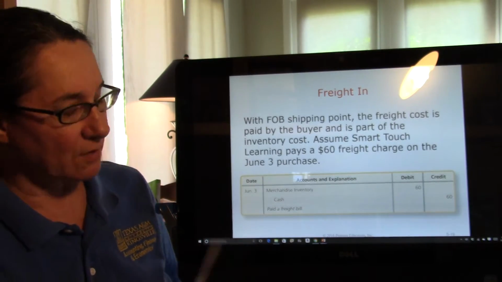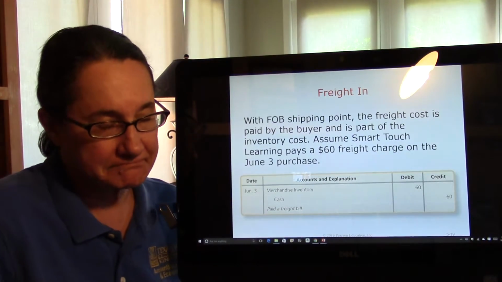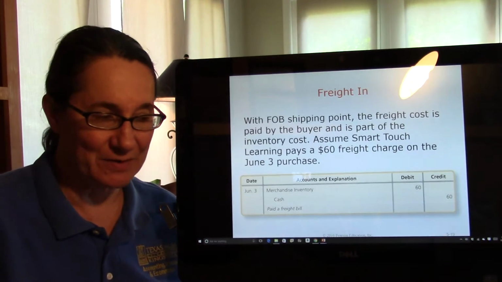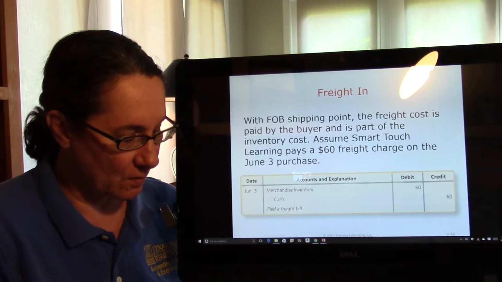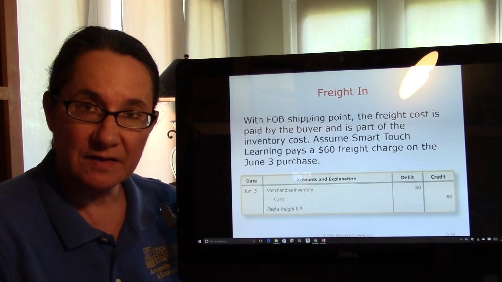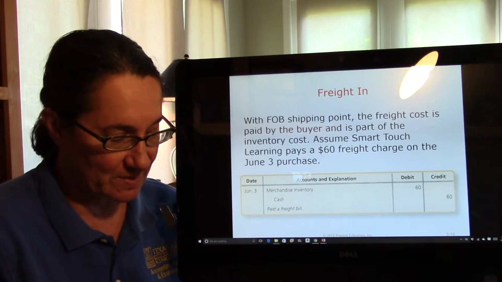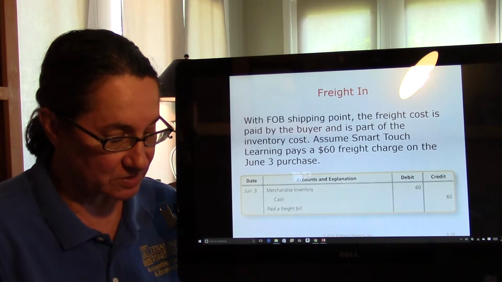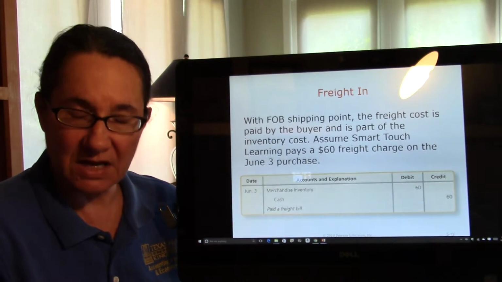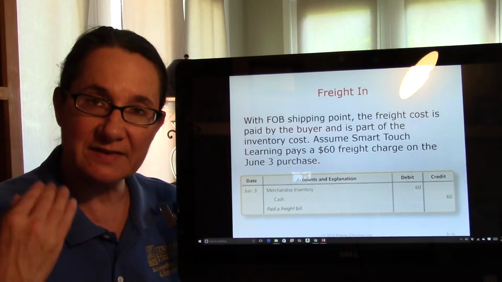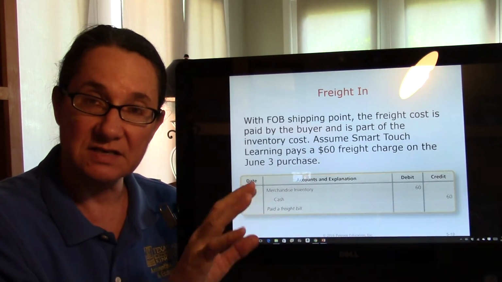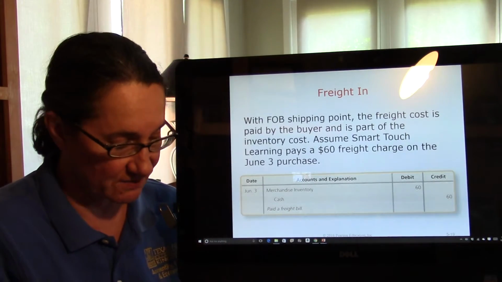Freight in. So obviously we are going to track the shipping costs using an account somehow, keep track of it, right? So if it's shipping point, the purchaser is paying for it. FOB shipping point means the buyer, the purchaser, is paying for that shipping cost, and it becomes part of the merchandise cost. So all the costs to get that merchandise into the warehouse, that's part of your merchandise inventory.